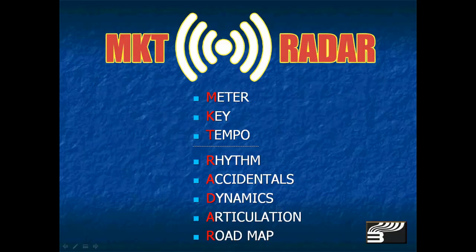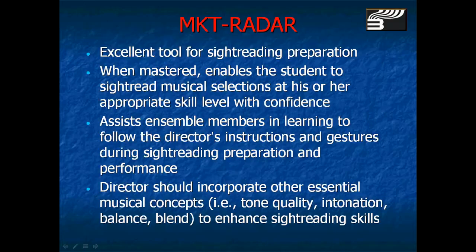So, by teaching students to isolate each of these 8 elements of music literacy, we provide them with an excellent tool which helps them to identify and understand the various components found in music, and thus enables them to be more successful during the sight reading process. This methodology also helps the student and the director to be more organized and unified during the sight reading process.